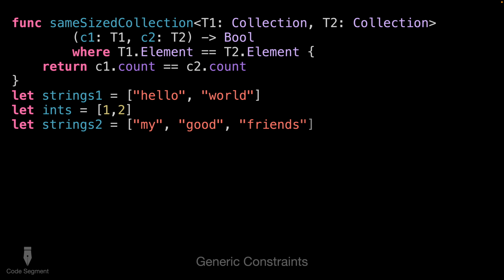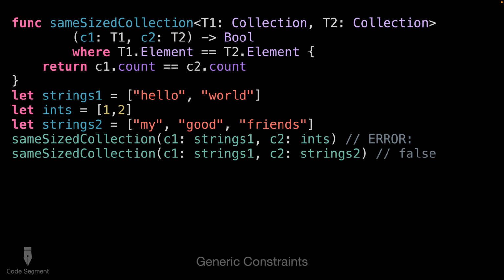So let's take a look. Here's a few options here. These are all arrays. We're not really utilizing the true power of this function, which is that it can compare different kinds of collections, but it still shows what the where clause is going to do for us here, right? So here we can do two different calls to same size collection.